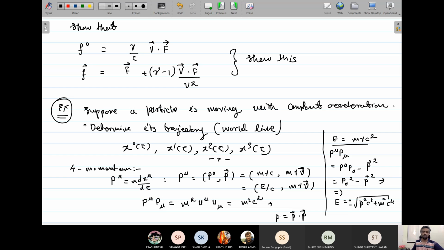So there are two signs of energy. Because if you substitute it here, you will get E square equal to P square c square plus m square c to the power 4. So E is plus or minus square root. These are the simple things which I forgot in the previous class.